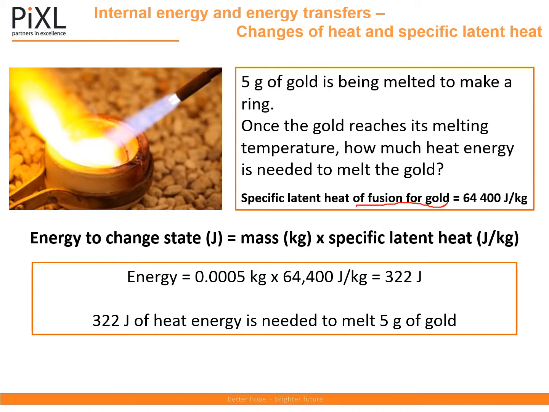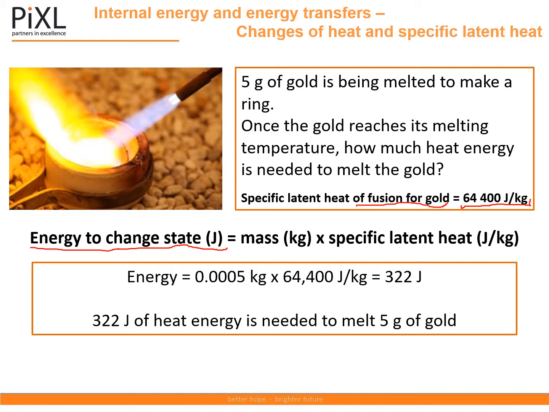Now, this number here is given to you in the exam. So for the actual solid block of gold to melt, you need to provide 64,400 joules per kilogram of heat to actually break that down. Now, there is a formula that you need to be able to use, and it's the energy to change state in joules. So if we want to turn a solid into a liquid, or a liquid into gas, or a gas into solid, we would use this particular formula.